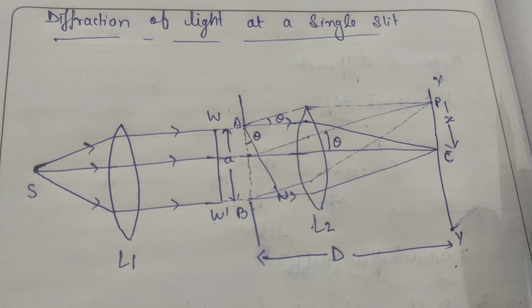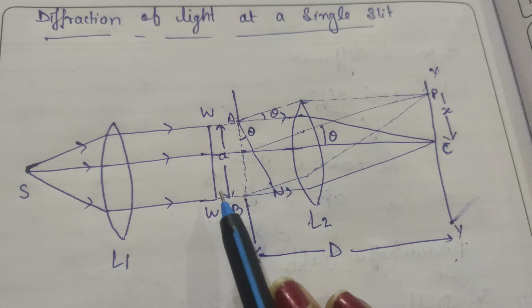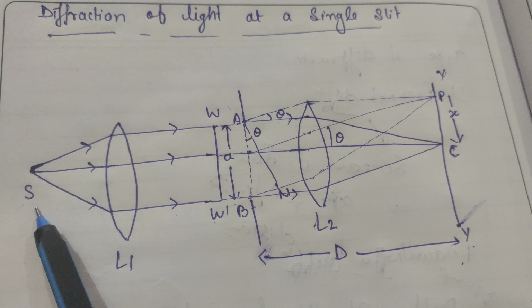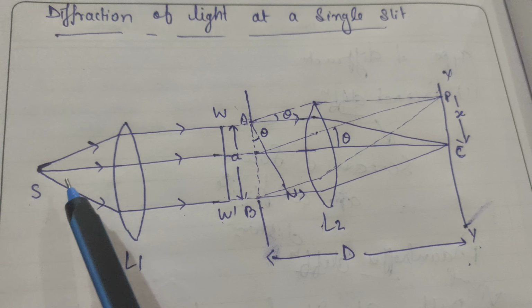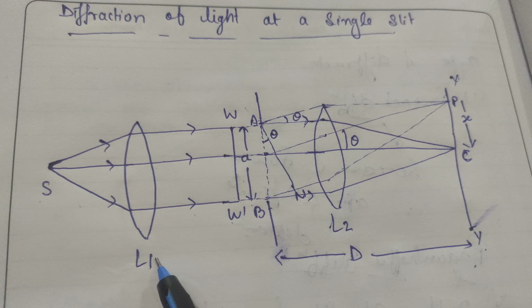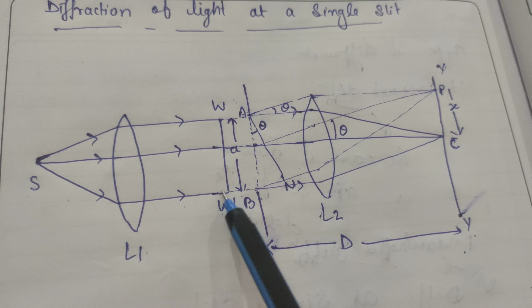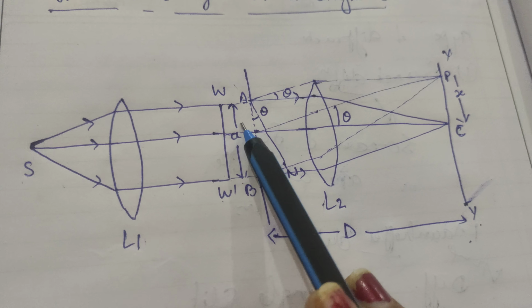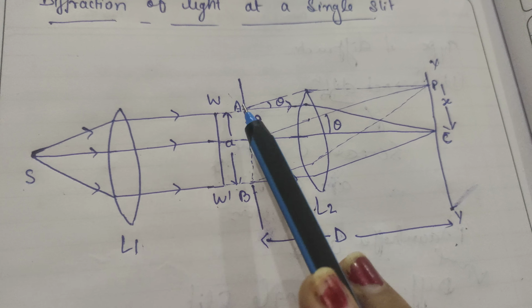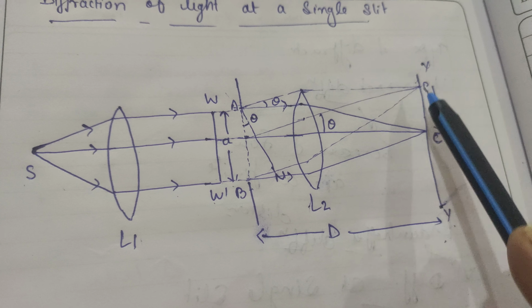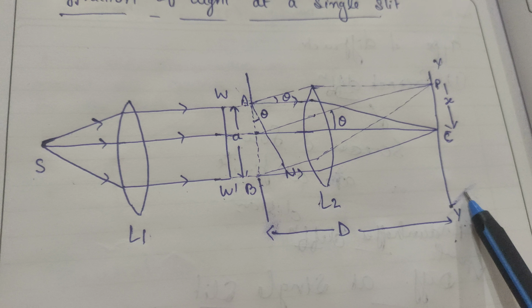Diffraction of light at a single slit. This is an arrangement for diffraction of light at a single slit. Here S is a monochromatic source of light. L1 is a lens which is used to send the parallel plane wavefront over the slit AB of width a. Let these rays meet at point C on the screen XY.